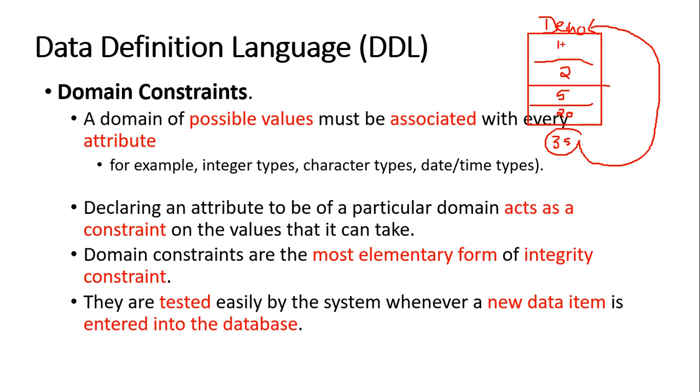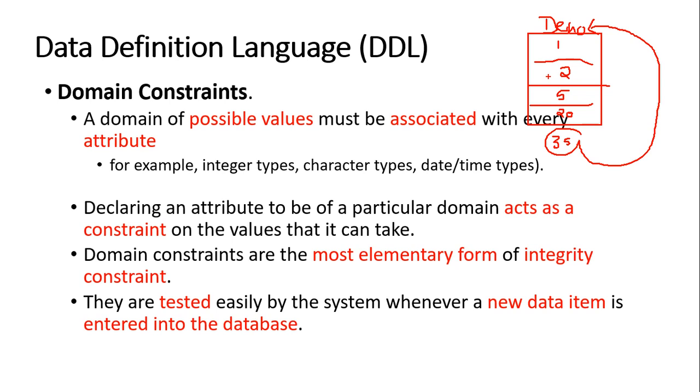So what are the possible values? These are all integers, but not all the integers are allowed here. This is called a domain constraint. Hope you get this idea. So domain constraints are all the possible values that are associated with it.